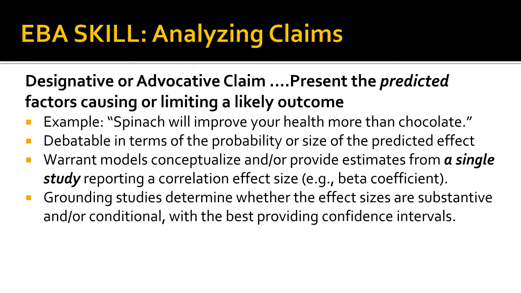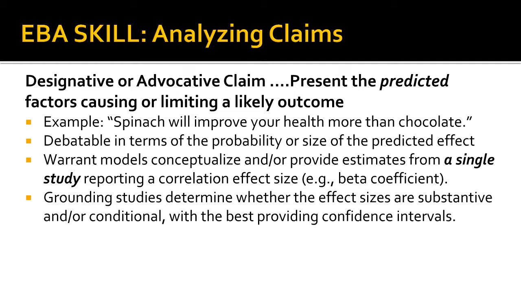First, let's review where we left off in the last tutorial. The claim, spinach will improve your health more than chocolate, is a designative claim. It designates which causal factors, spinach, are likely to have a more substantive impact on a desired outcome, health in this case. You should note that this claim implies that spinach will always improve your health more than chocolate because it doesn't provide any conditional limitations, such as the presence of a chronic disease.